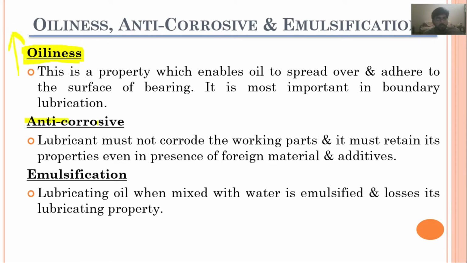Now moving towards the next property, and that is anti-corrosiveness. As the name suggests, your lubricant should be anti-corrosive. It should not corrode the moving components, the reciprocating components, the rotating components of the IC engine, and it must retain its properties even if any foreign material exists in the lubricating oil. So anti-corrosiveness means that it must not corrode the working parts, and it must retain its properties even in the presence of foreign material and additives.